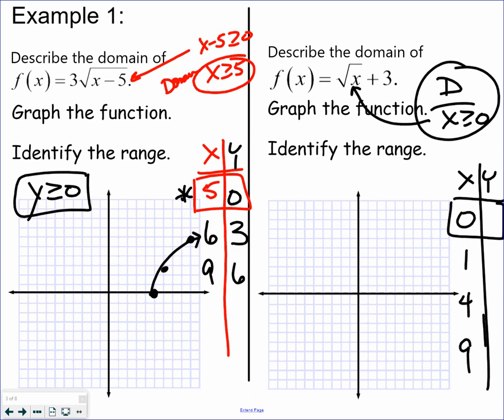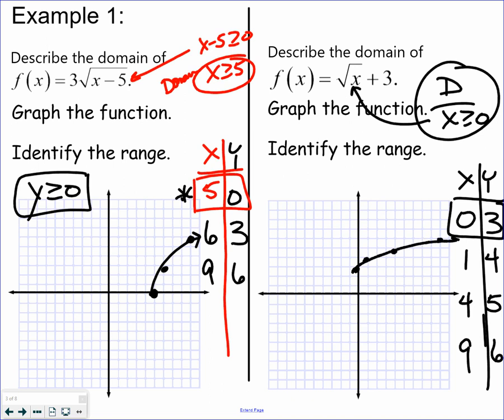So plug 0 in for x. The square root of 0 is 0, plus 3. The square root of 1 is 1, plus 3. The square root of 4 is 2, plus 3. And the square root of 9 is 3, plus 3. So I'm graphing those points: (0, 3), (1, 4), (4, 5), (9, 6).